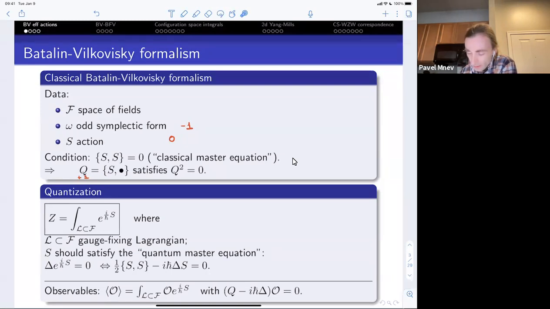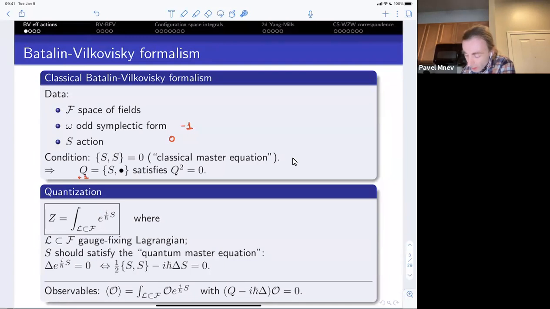So that's the classical structure. And the idea of quantization is that we are interested in the integral of the exponential of the action over a Lagrangian inside the space of fields. And we are free to choose this Lagrangian as long as we can make sense of this integral by the formal stationary phase formula. So this choice is a choice of gauge fixing.